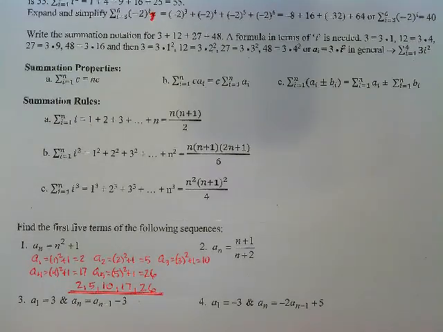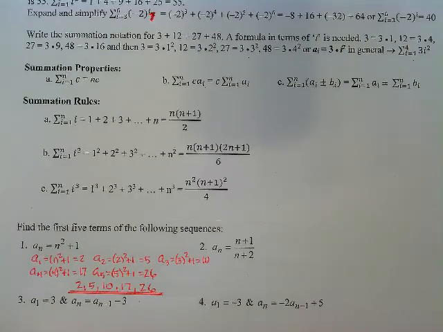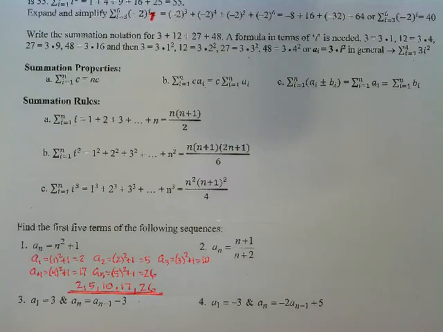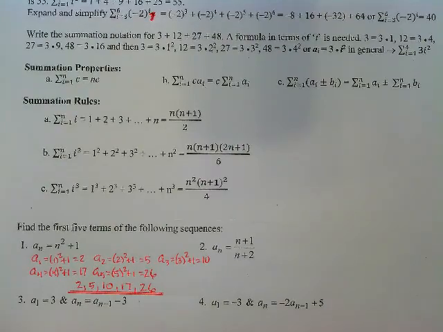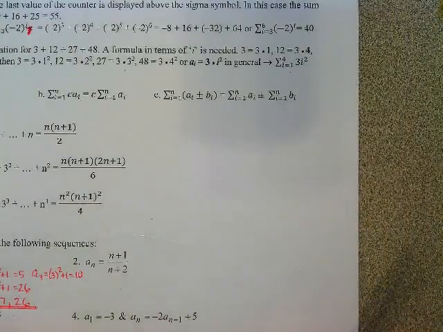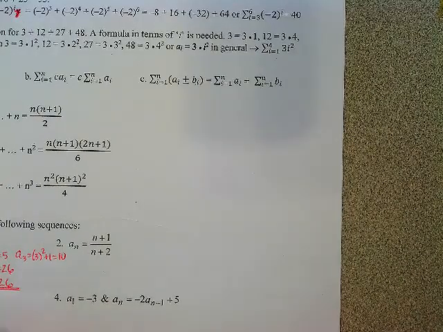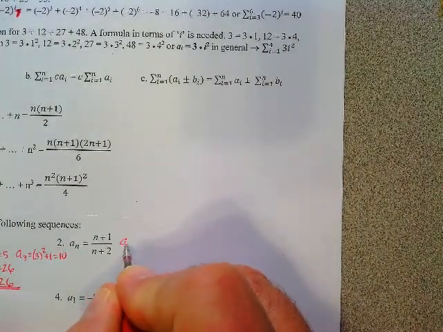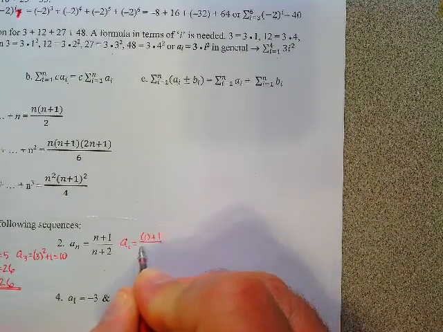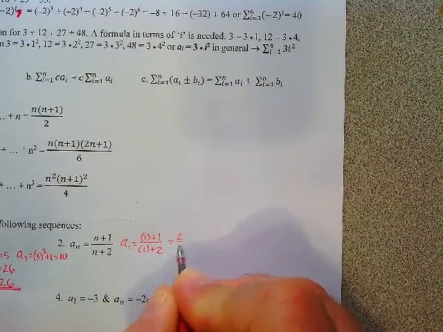That makes it easier for you to keep straight if it turns out you've checked your work, you made a mistake, and then it's like, oh, I see, and you can go back and see perhaps where you've done something wrong. All right, in the second case, we have a_n equals n plus 1 over n plus 2. So a1 is going to be 1 plus 1 over 1 plus 2, which will be 2/3.